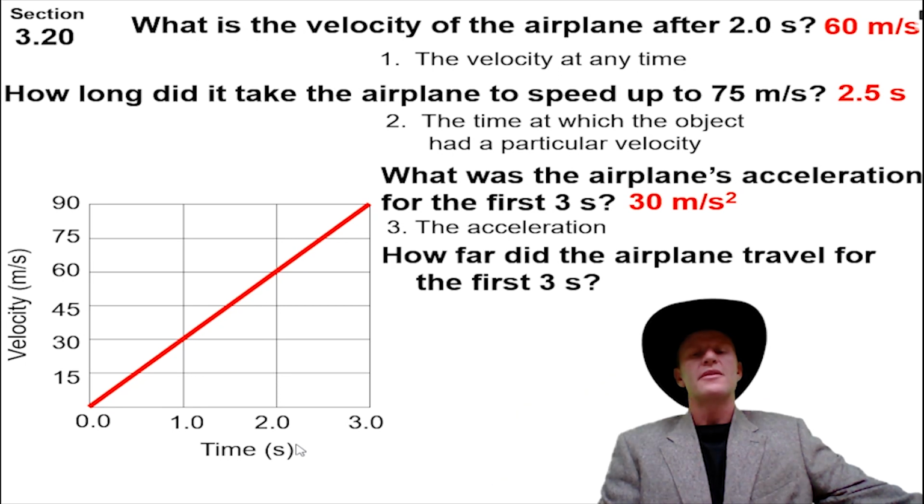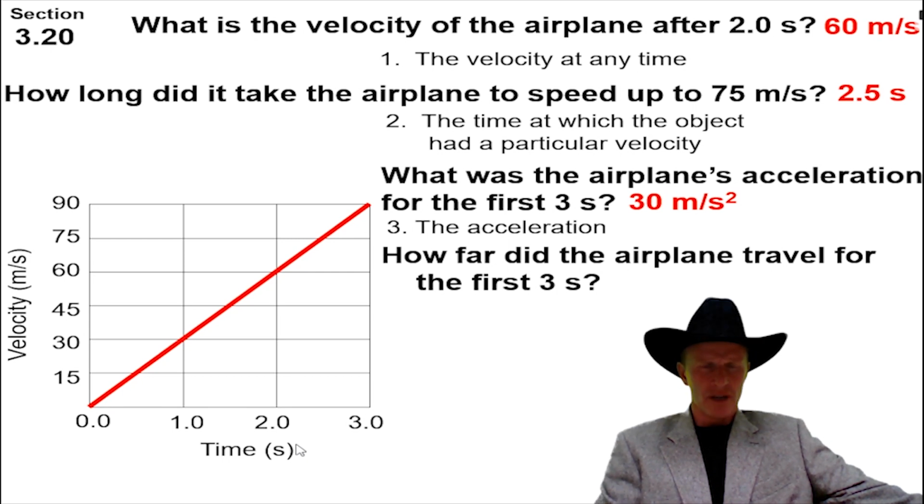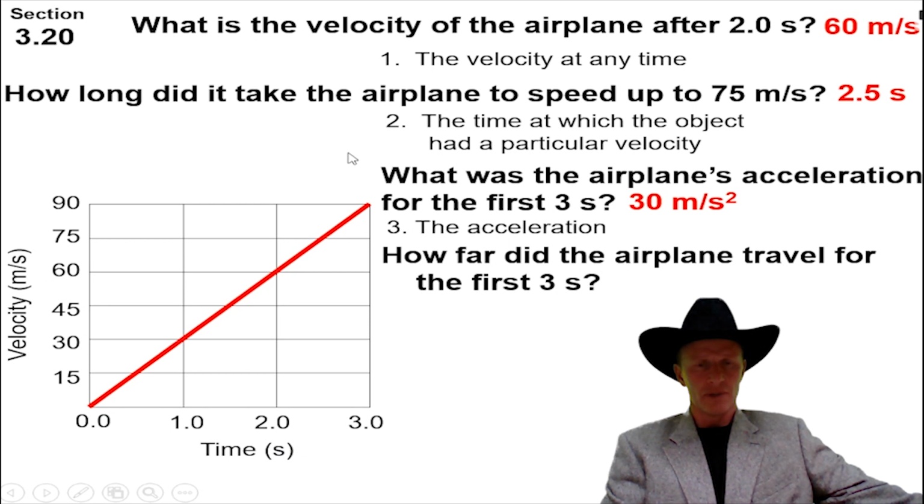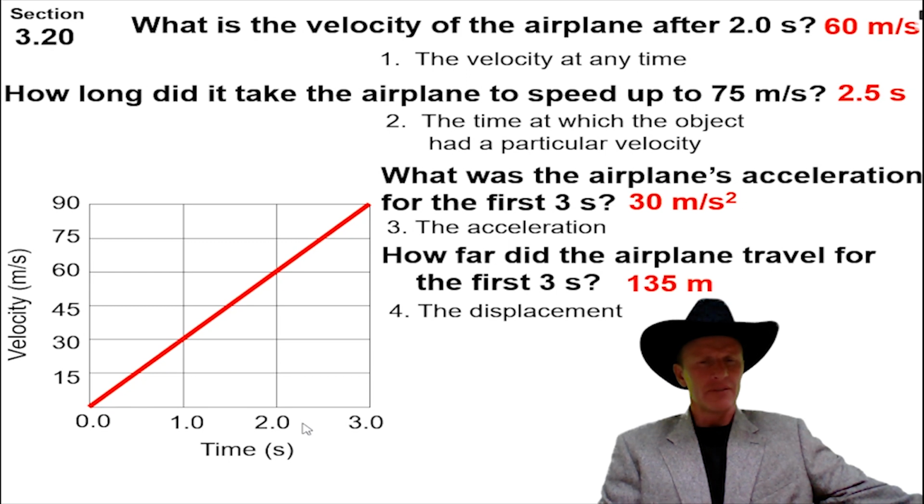And the fourth thing we have to learn to figure out is the displacement. So how far did the airplane travel for the first 3 seconds? How far? Well, this axis is in meters per second. This is in seconds. The slope is meters per second squared. Where does displacement come from? Well, let's look at the answer, see if we can figure it out. The answer to this one would be 135 meters. Do you see it? Do you see how to get it?